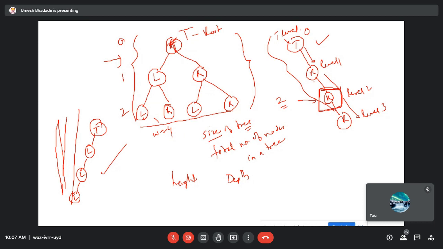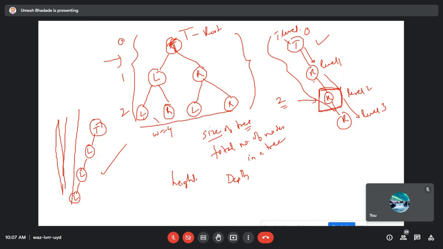मतलब इंटरमीडिएट नोड जो रहेंगे उनके लिए हम डेप्थ वर्ड यूज कर सकते हैं, और जो लीफ नोड रहेंगे उनके लिए हम हाइट वर्ड यूज कर सकते हैं. राइट? We can use height for a leaf node and depth for intermediate nodes. That we can use. Yeah. Any problem? No, sir. Okay.